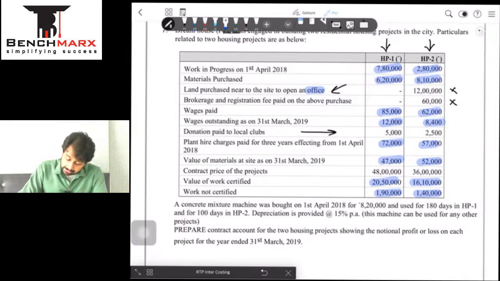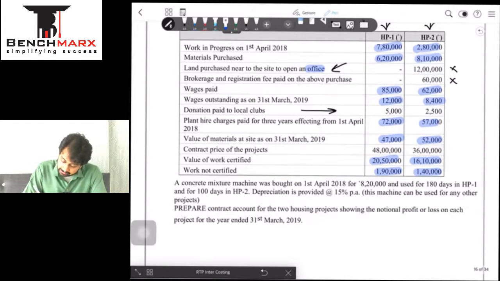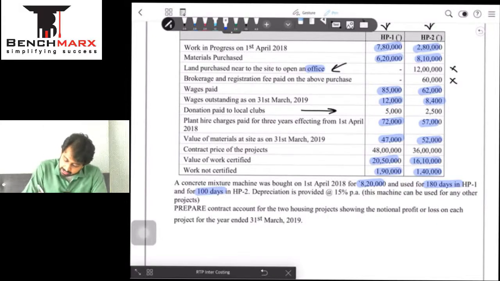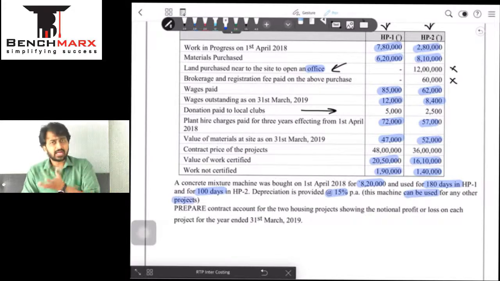Concrete mixer was bought on April 18 for 820, and used for 180 days in HP1 and 100 days for HP2. So depending on which asset was used at which site for how many days, depending on the number of days I will get the depreciation. And the depreciation rate is 15%. This machine can be used for other projects as well. So whatever is used here, the balance days it must have been used elsewhere. So I will take the proportionate daily depreciation.